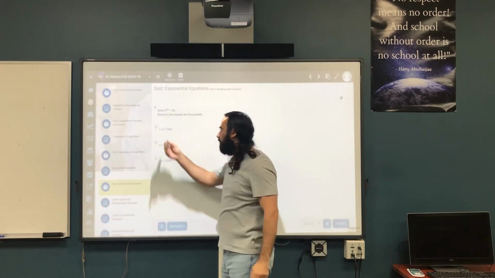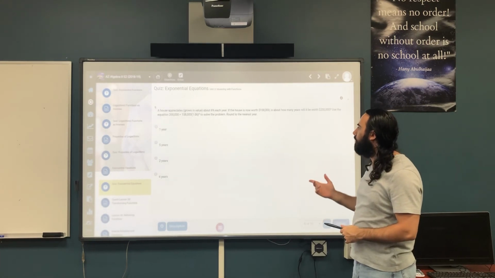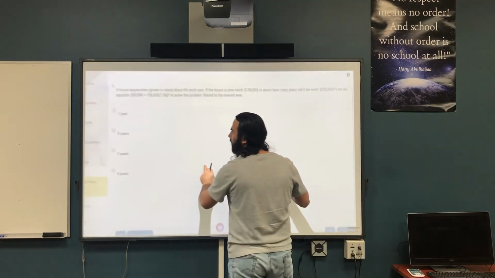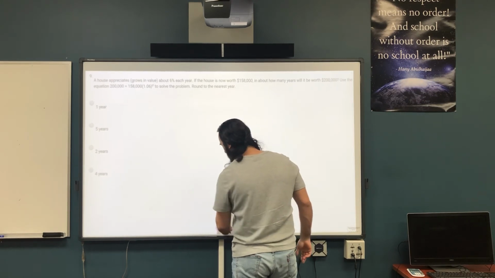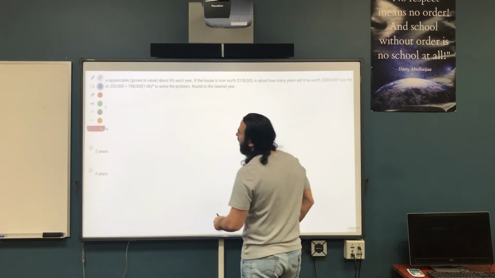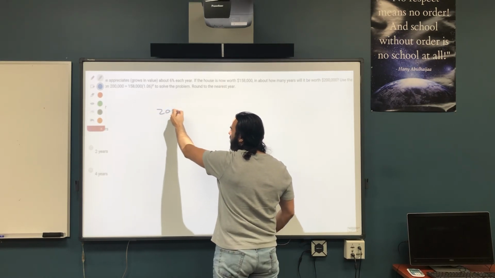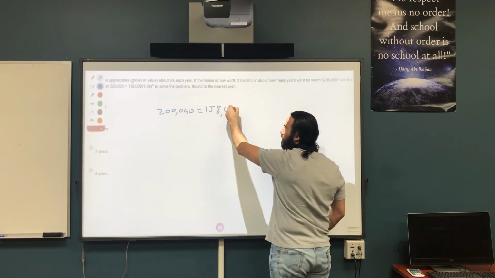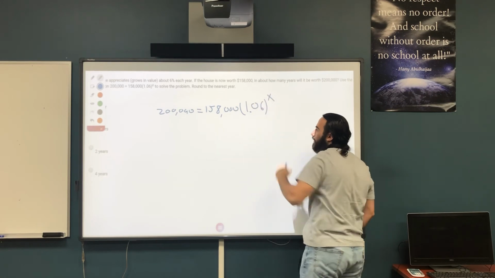Now we go to the next one. The same thing. I'll solve this one as the last. I'll zoom it first as much as I can. Okay. Now we need to use the same thing by solving 200,000 equals 158,000 times 1.06 to the power of x.